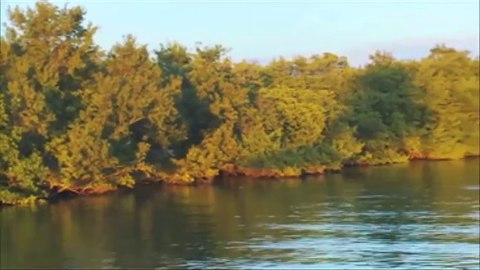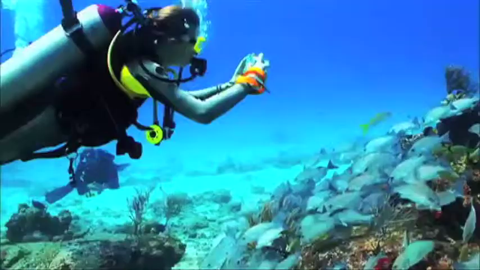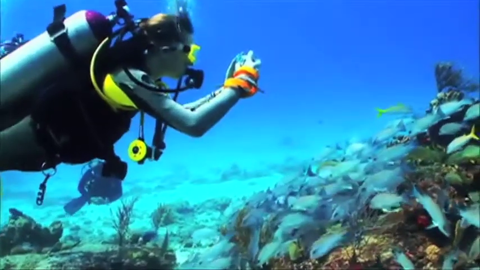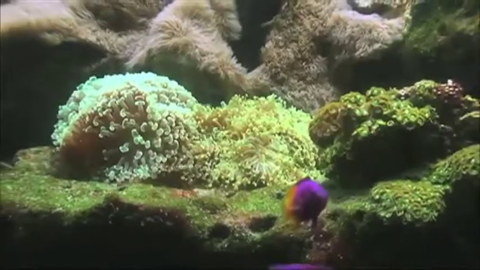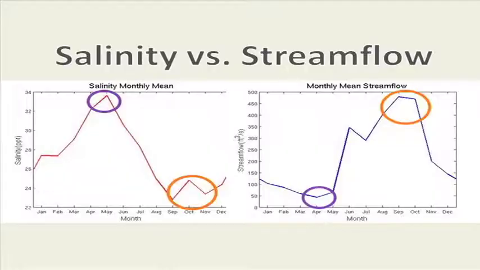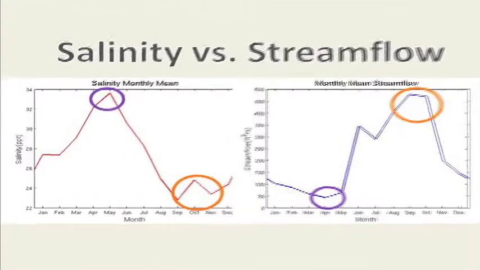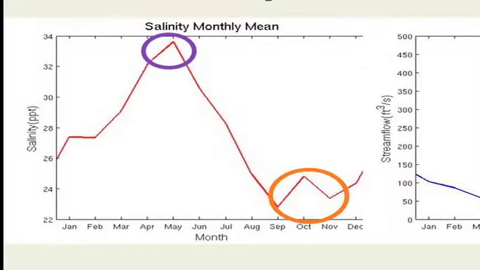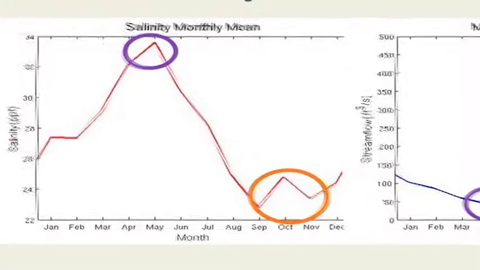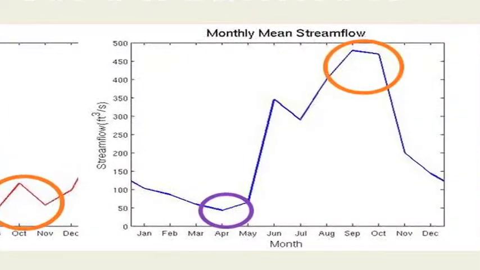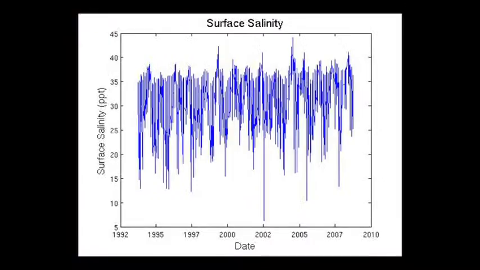One conclusion that comes from the observations is that when stream flow values are high, the salinity is low, and vice versa. This isn't that surprising, and you can see this by plotting the seasonal trends in salinity and stream flow averaged over the 15 years. Salinity reaches its peak in the spring when stream flows are low, and reaches its minimum in the fall when stream flows are high.